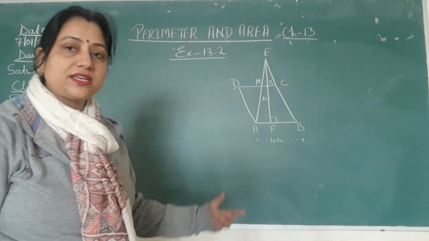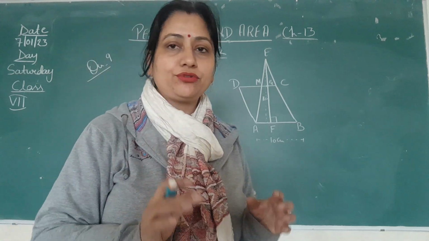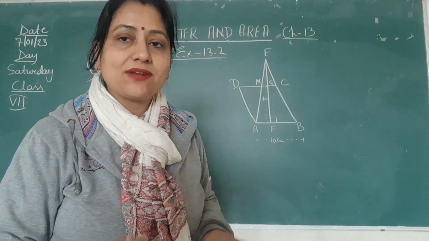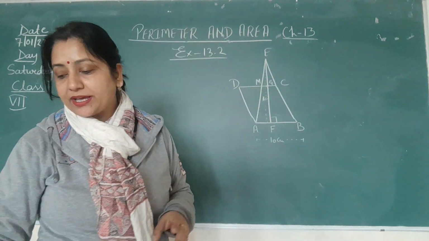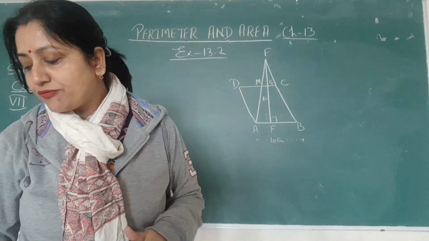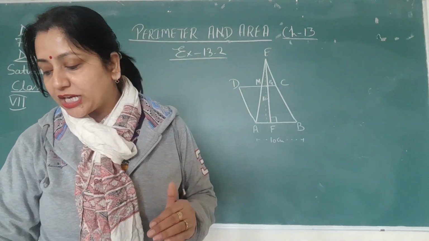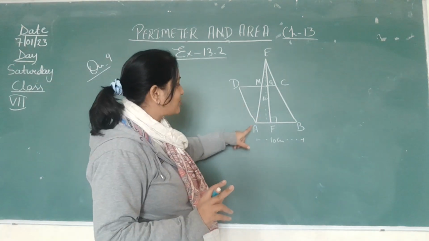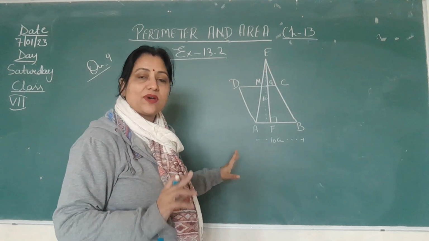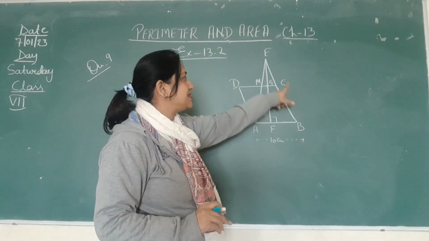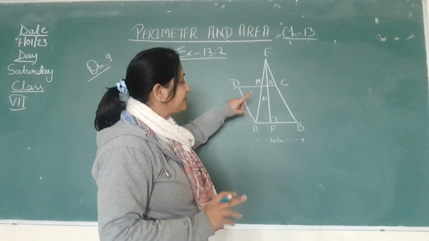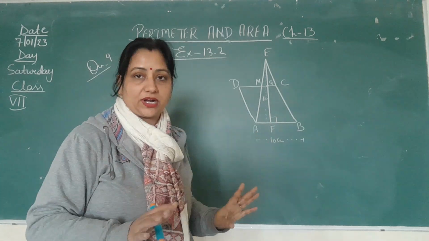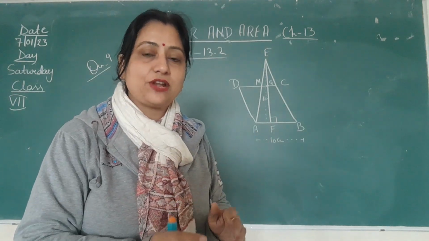In question number 9, the question is a little complicated, but you have to listen carefully. In this figure, one parallelogram is there and one triangle is there. So read it carefully. In the adjoining figure, area of triangle ABE is equal to area of parallelogram ABCD. There are two figures: one is triangle ABE and the second one is parallelogram ABCD. It is also given that the area of the triangle is equal to the area of the parallelogram. So first of all, I am going to write the given values of this question.